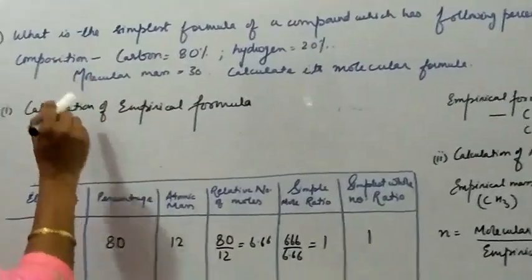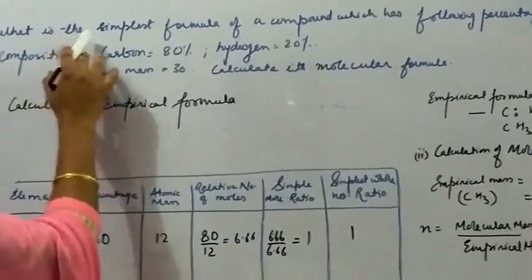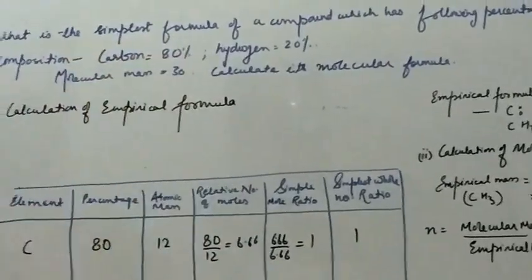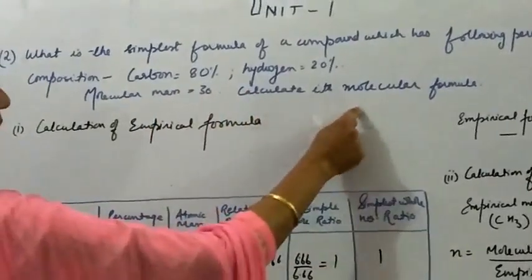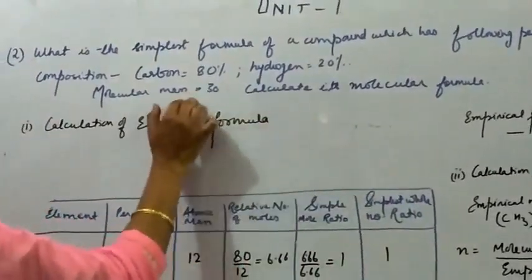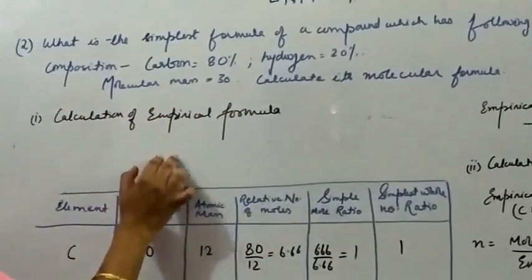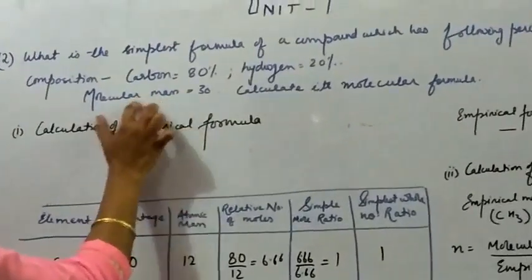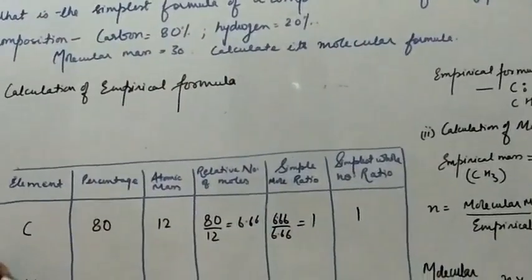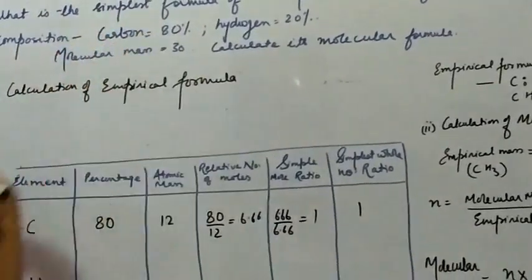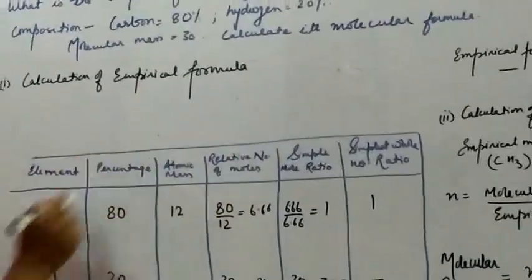So this question has got two parts. The first is what is the simplest formula of a compound. In this question, they have asked us to find out the simplest formula of a compound. If it was not asked and directly asked to us to find out the molecular formula, then also we have to first find out the empirical formula, and then we'll find out the empirical mass, and then we will get the ratio of the two, molecular mass and empirical mass, and then we will calculate the molecular formula. So it's a simple question. So we'll first calculate the empirical formula.